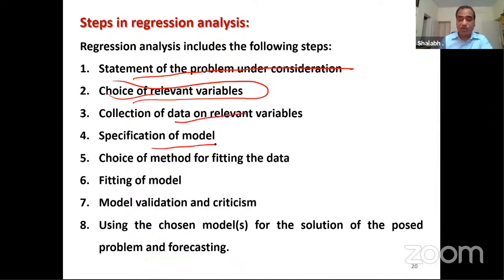You have to assume the form of the model, and then you have to choose a statistical method for how you are going to fit the data. That means how you are going to estimate the parameters, and then you have to execute it. And after that, it may be possible that the model you get is not really close to the true value.